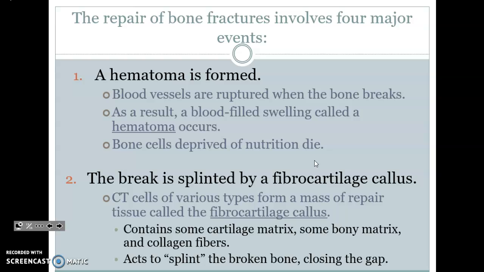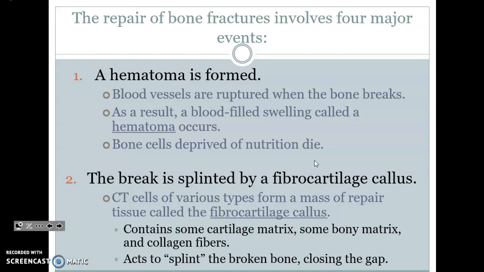So the repair of a bone fracture involves 4 major events, just like when we talked about in the skin, that healing process that you needed to learn about, how the skin rebuilds itself when it has a wound. Same thing with the bone. As it builds and heals itself, it goes through 4 different stages.